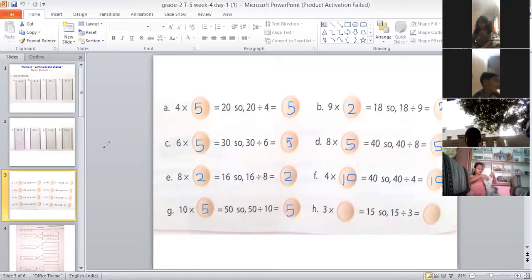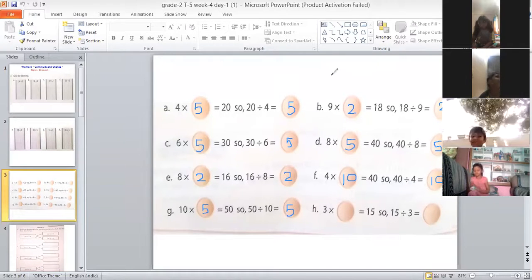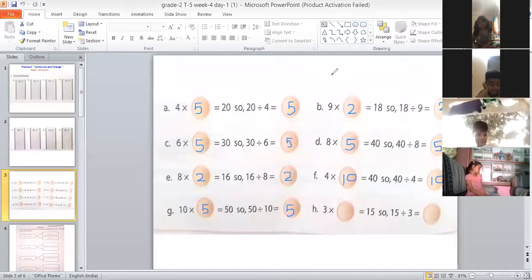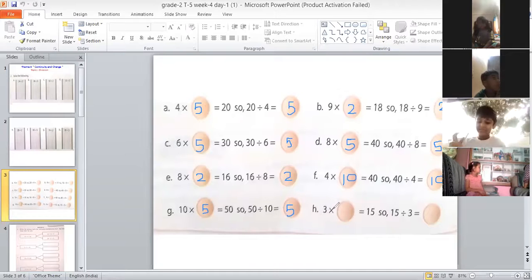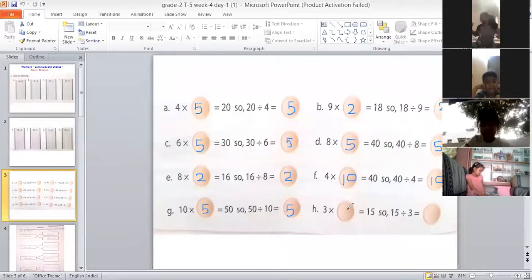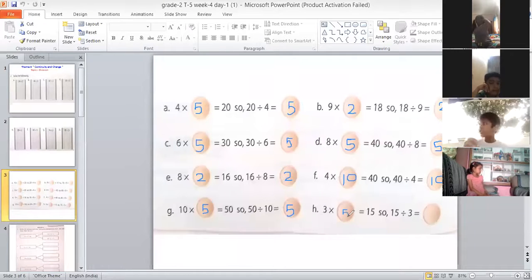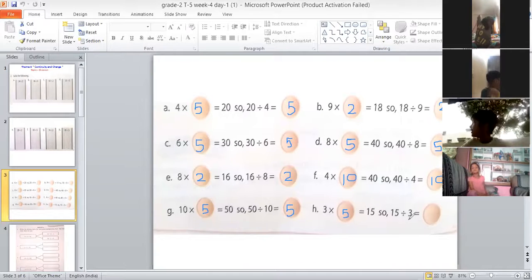Okay. Aaron, please unmute yourself and read the next question. Lohit, I'll get back to you. Aaron, please unmute yourself. Yes, ma'am. Last bit, H bit. 3 multiplied by dash is equal to 15. Very good. So if we multiply 3 by 5, we will get 15 because 3 5s are 15. Right?